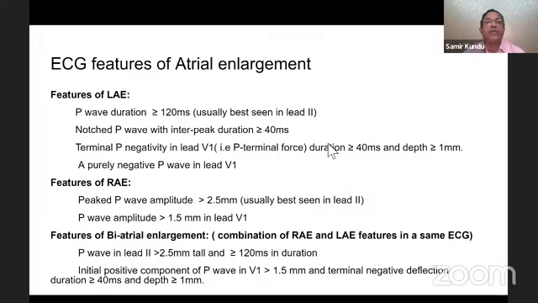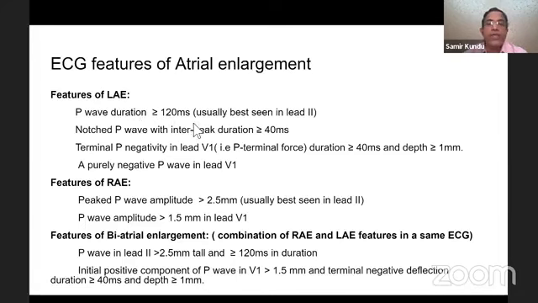ECG features of left atrial enlargement. The P wave is normally best observed in the limb leads, especially lead 2, and V1. In lead 2, it is upright, and in lead V1, it is biphasic. The normal P wave duration is less than 120 milliseconds.